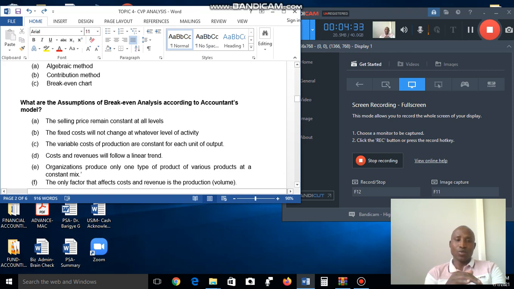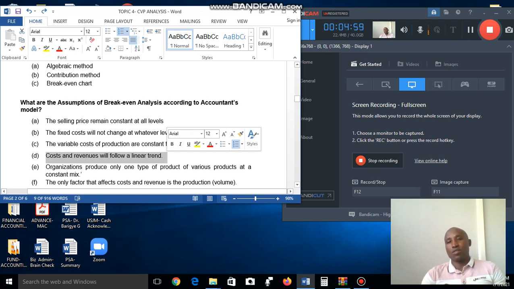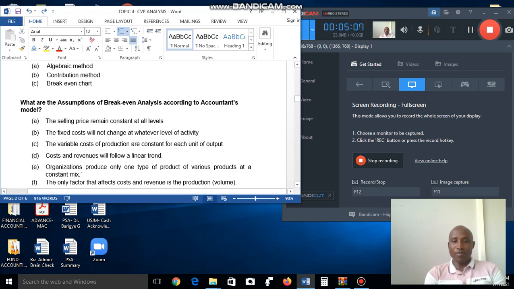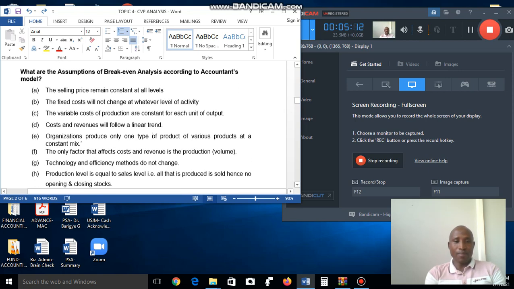This technique assumes that prices are constant. It assumes costs are also constant. It assumes that the variable costs of production are constant. It assumes that costs and revenues will follow a linear trend, meaning that the costs remain the same, revenues will also be the same, which is not practically true. Organization produce only one type of a product. That is an assumption.